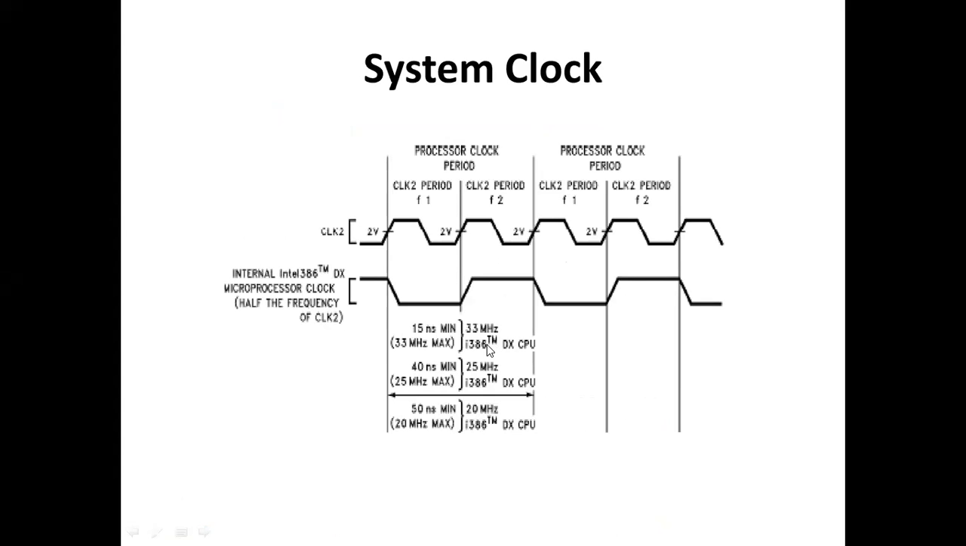The processor clock and a processor clock period, the CLK2 period, for the F1 and F2 frequencies. Internal interface 80386 DX, 15 nanoseconds minimum, 33 megahertz. It is a frequency which may be 25 megahertz or 20 megahertz. So the system clock which runs here is multiplied by 2, so as to improve the performance.